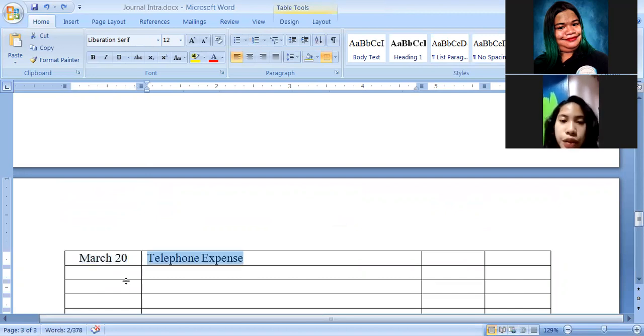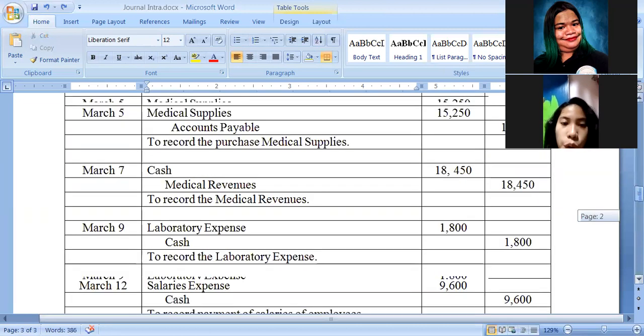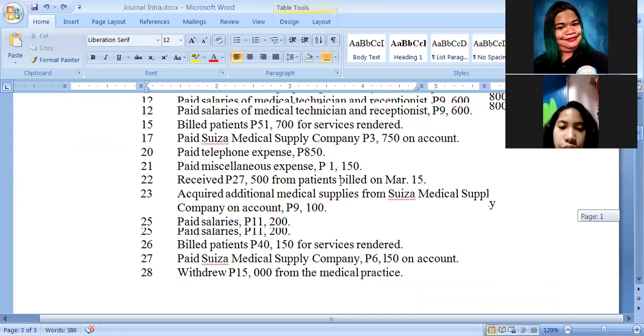Dayon, let's proceed on the debit, which is telephone expense. Kay ni-increase man atong expenses and according sa rule, ato siyang i-debit. Atong ibutang niya sa iyang account kay 850. Sa ato ang credit, ato siyang ibutang og cash, kay nakuhaan man atong asset nga cash tungod sa nabayad nato nga telephone expense. And again, with the same amount of 850. Dayon, it is to record the telephone expense.